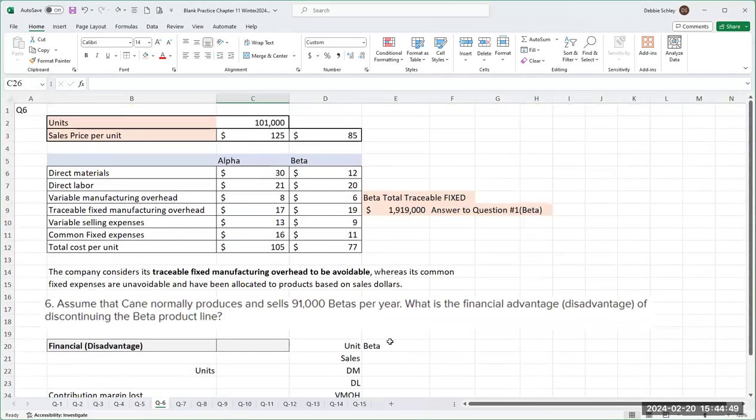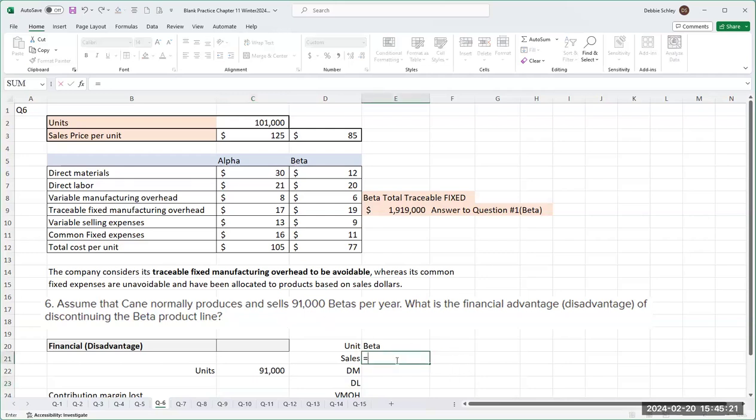So this is where this line comes into play. The company considers its traceable fixed manufacturing overhead to be avoidable. So we're assuming that Kane normally produces and sells 91,000 units of beta per year. What is the financial advantage or disadvantage of discontinuing the beta product line?